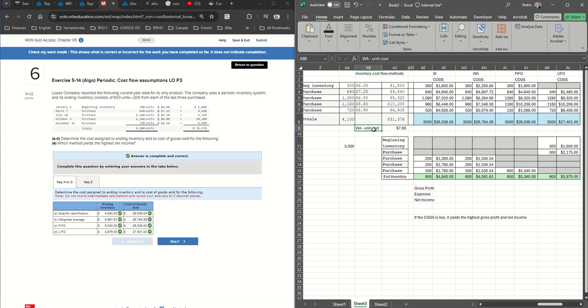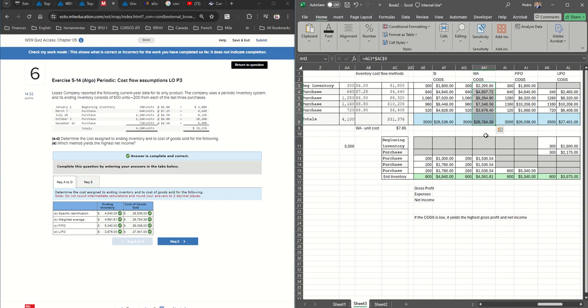This average unit cost is calculated by dividing the total cost of goods by the total units. So now we got the average unit cost, which is 7.65, and this one is gonna be multiplied by all the quantities left and sold to obtain the COGS amount.